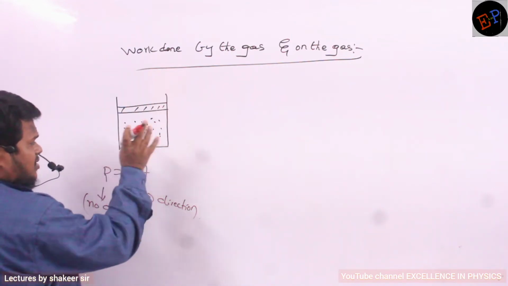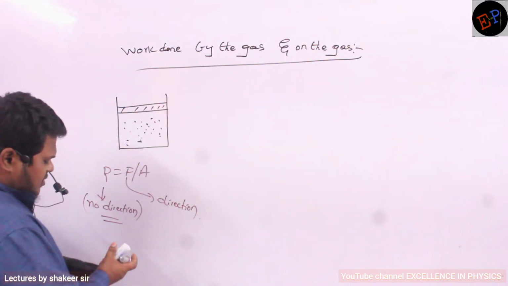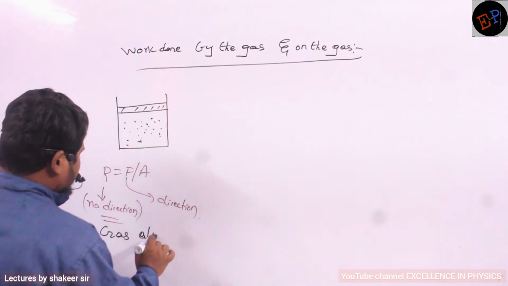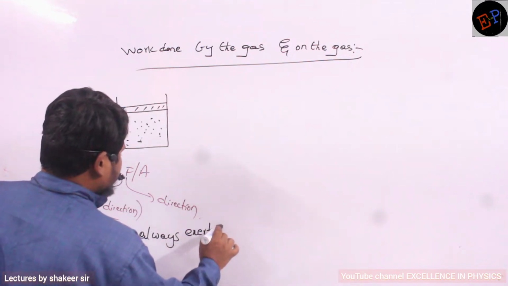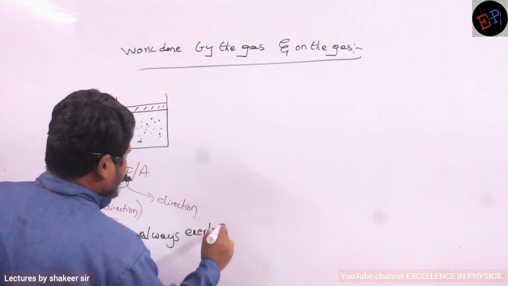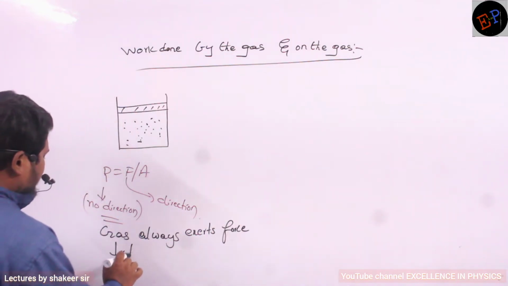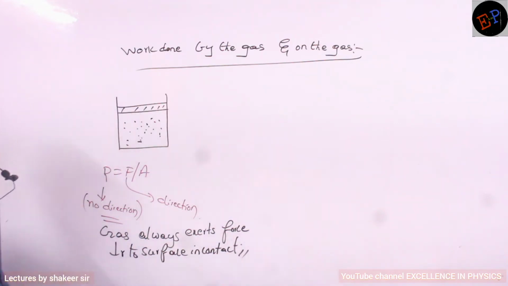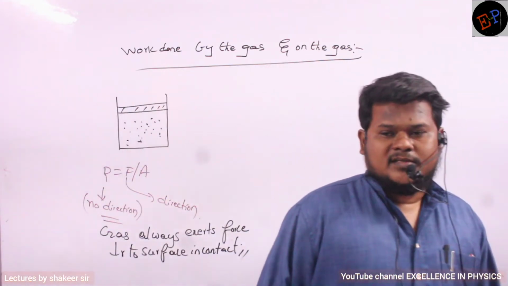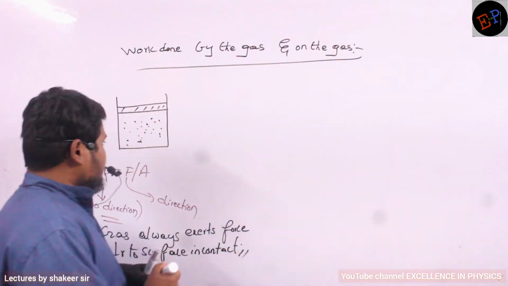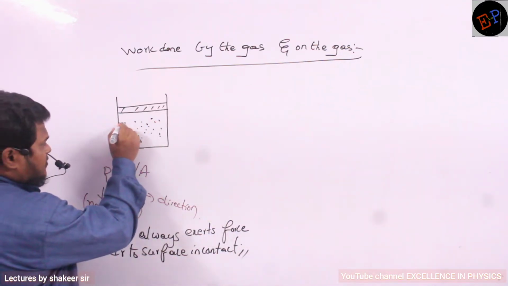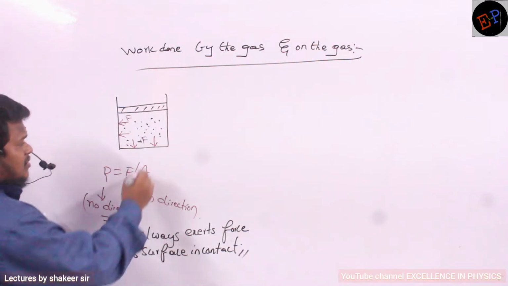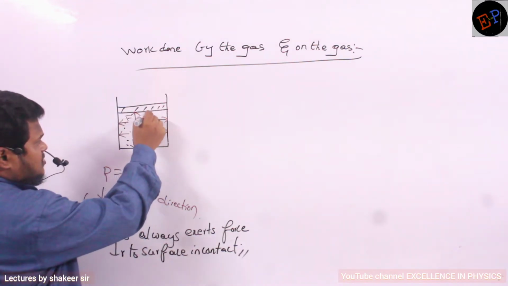Now in which direction does this gas exert pressure? Gas always exerts force perpendicular to the surface in contact. Whatever the surface the gas is in contact with, it always exerts perpendicular force. So what is the direction of the force exerted by this gas? On this side of the container, force will be in this direction. On the base of the container, this is the direction of force. On this side, this is the direction of force. And on the piston, this is the direction of force.